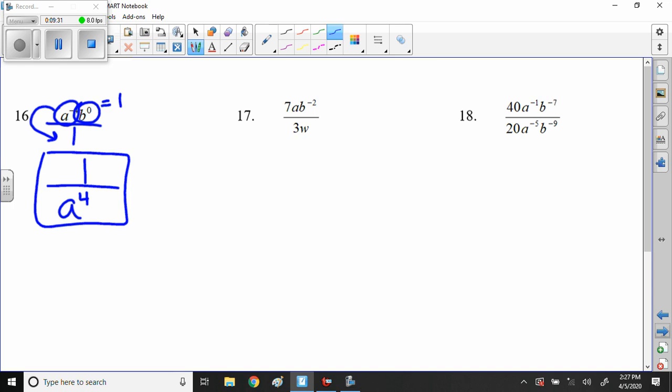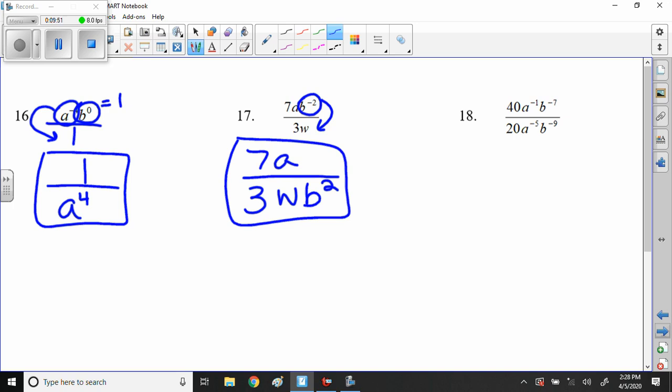On number 17, I have numbers out front. I can't do anything with them, so I'm going to leave it as 7/3. A is there and a w is there, and I can't do anything with those. But I do have a negative 2 on that b, so I'm going to move the b to the denominator and put a positive 2 on it.